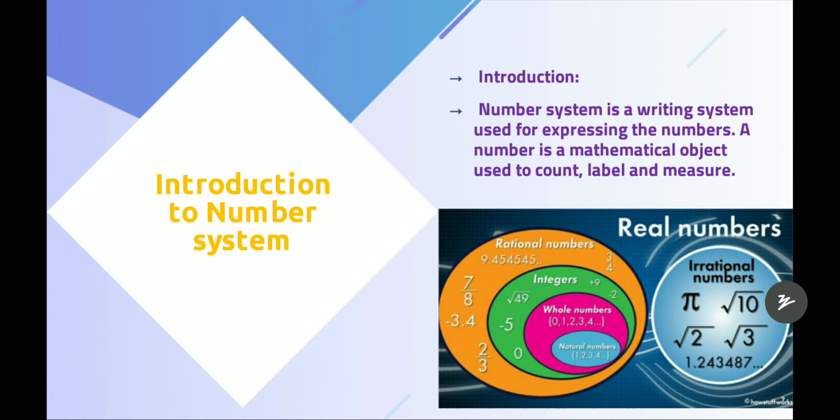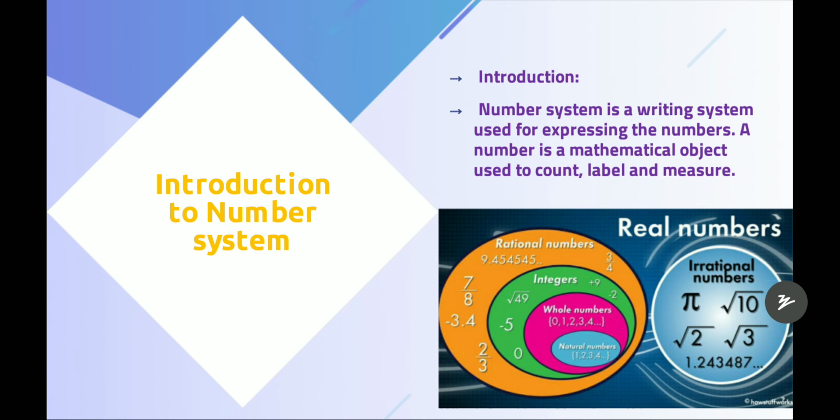So we usually count the numbers, label the numbers, or measure with the numbers. We use numbers for these three things, and for many different things also. If we take measure, we can use it in centimeters, meters. We express some numbers like 5 kilometers, like that. So this is about the introduction to number system and real numbers.